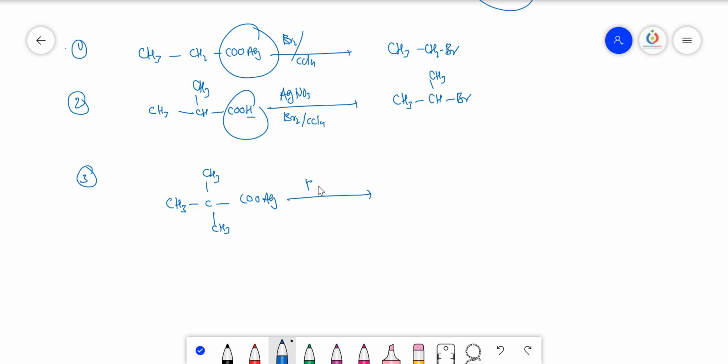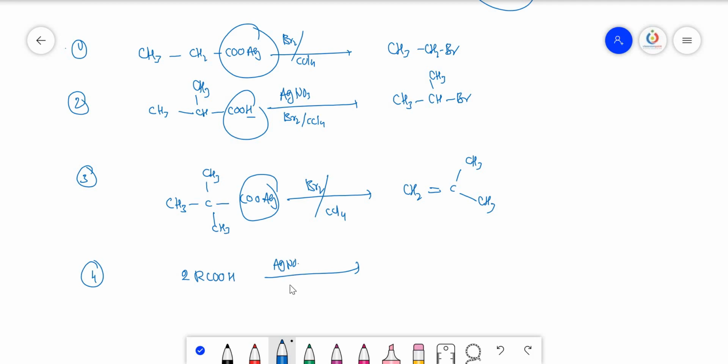COOH, use bromine and CCl4. So you will get CH2=C(CH3)CH3. This part will be removed and here hydrogen also will be removed and a double bond will be created, so that we get the alkene molecule. So you must be very careful in selecting the reagents. Then what happens if the halogen is changed? See here, we shall take 2 RCOOH, carboxylic acid molecules in the presence of AgNO3.